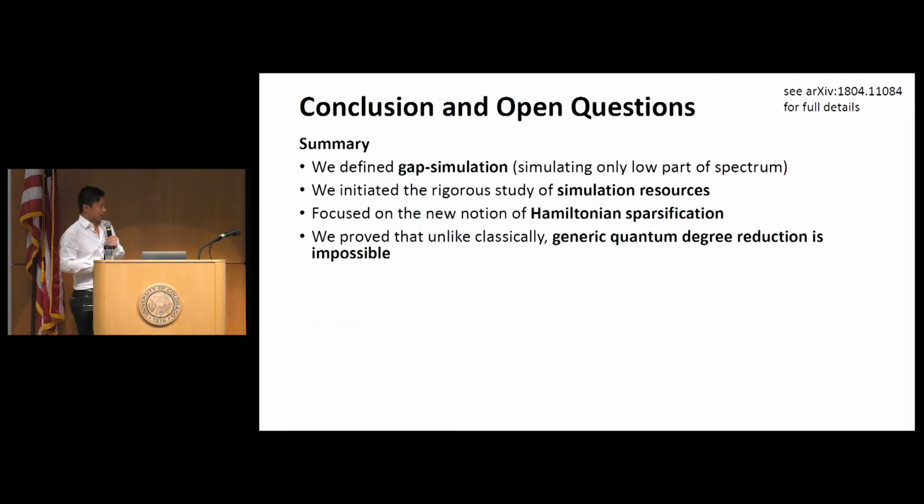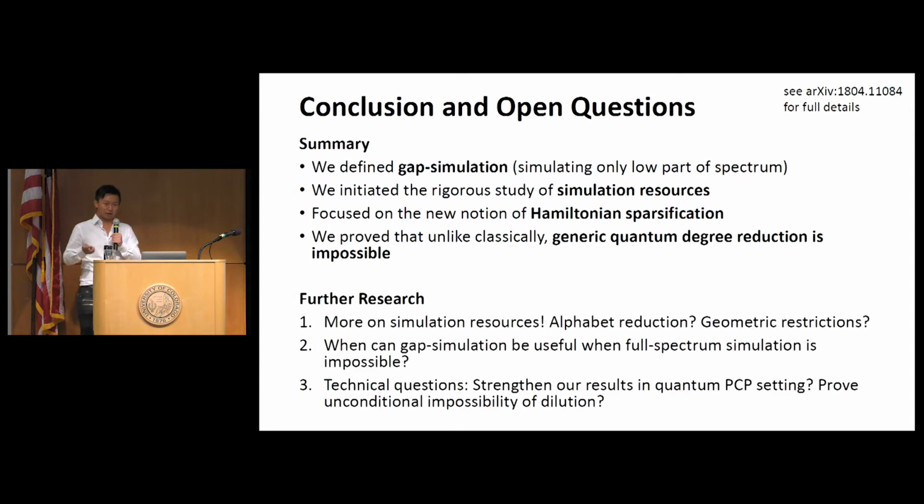So I'd like to wrap up my presentation by concluding with a summary. We define gap simulation, which is a relaxed version of Hamiltonian simulation where we only care about the low-lying parts of the spectrum. We've also initiated the rigorous study of the simulation resources by focusing on the new notion of Hamiltonian Sparsification. And our main result is that in stark contrast to the classical world, there's something fundamentally different about the quantum world where generic degree reduction is actually not possible. And of course, there are many further open questions that arise in this research direction.